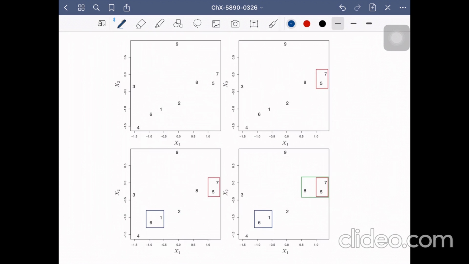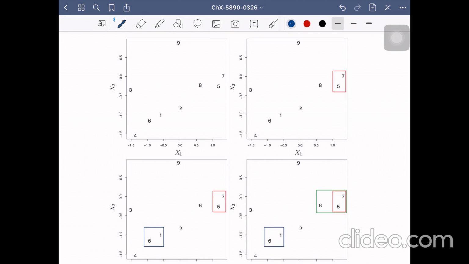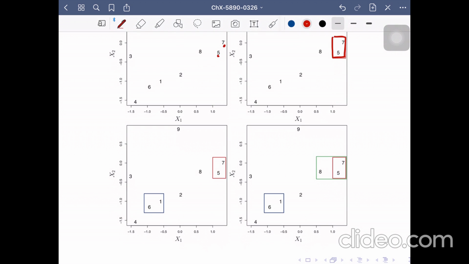Okay, so this is the algorithm. At first, this pane is the original data. Which observations are closest? Then the fifth and seventh observations are closest. So we make one small cluster here. Next, which observations are closest? Then 1 and 6 are closest, so we make one cluster here.